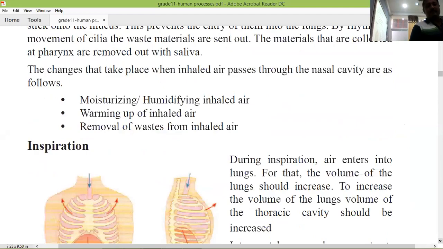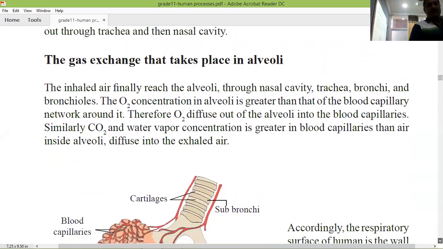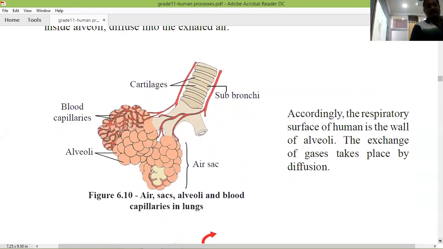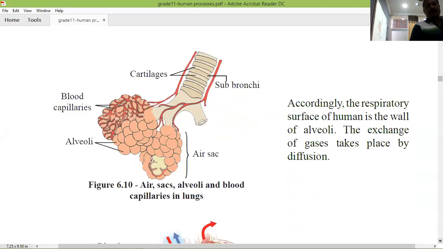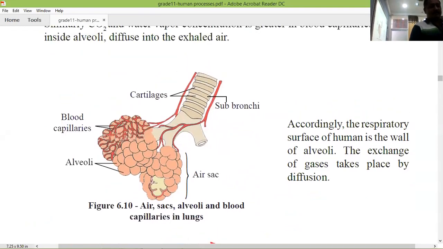Vocal cords. During expiration, vocal cords are vibrated by air, and the sound is generated.